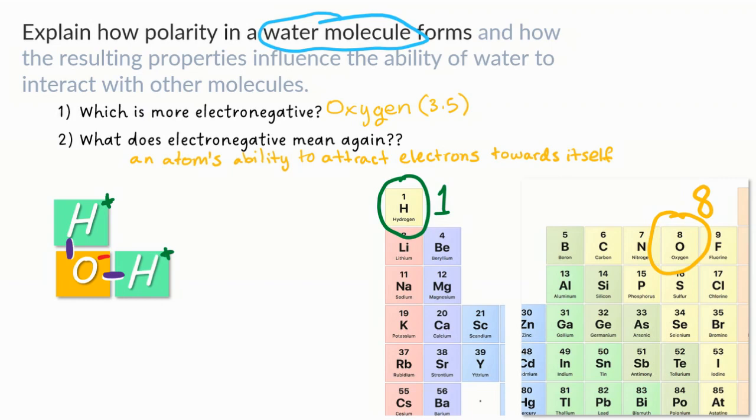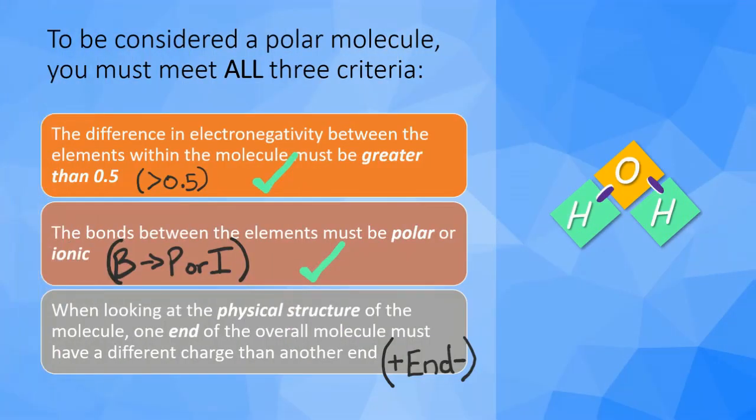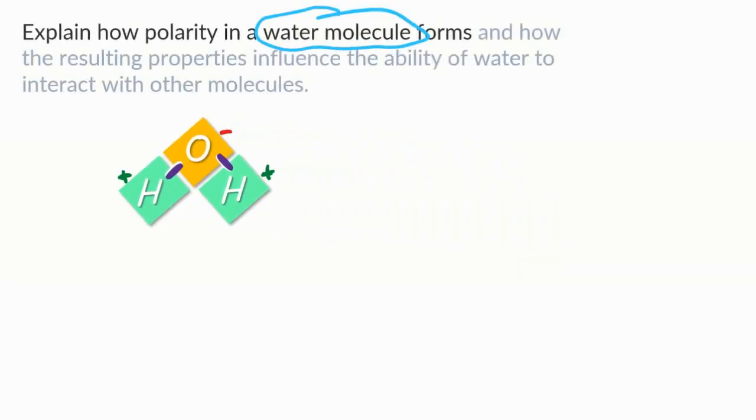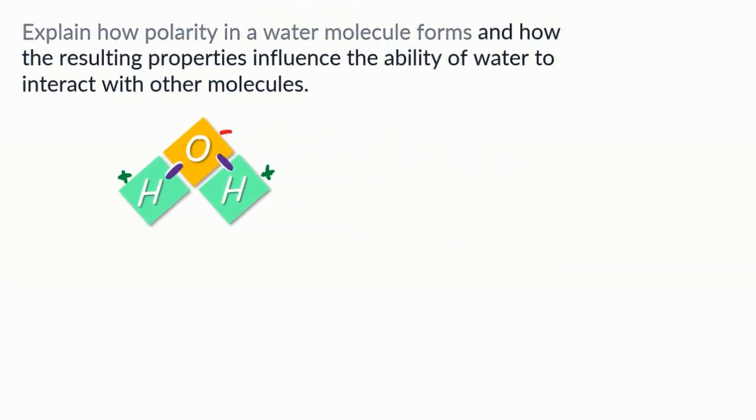Does that make sense? So circling back, does one end of a water molecule have a different charge than the other end? Yes, right? The oxygen in the water molecule has a partial negative charge, and the hydrogens have a partial positive charge, each one of them partially positive. But who cares? How does water's polarity influence its ability to interact with other molecules?